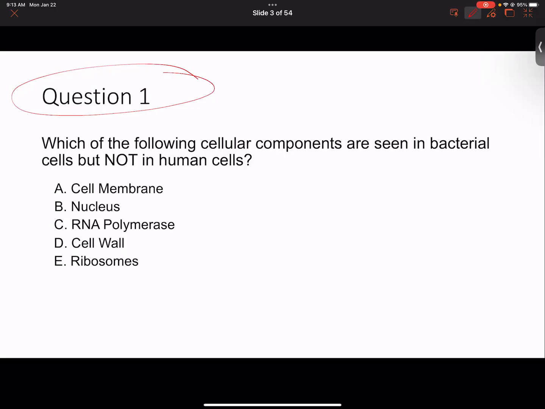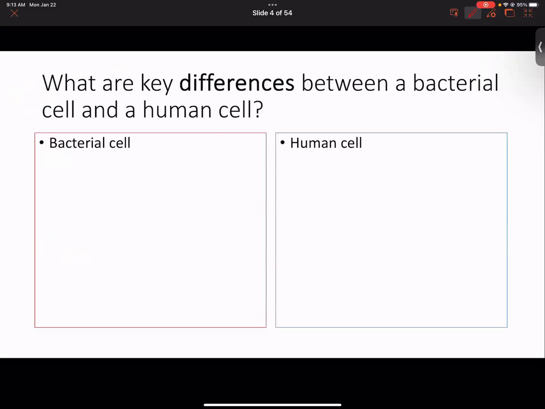So here's a question. Which of the following cellular components are seen in bacterial cells but not in human cells? This should be like, boom, right? It's very straightforward. A cell wall, all right? The cell wall. So the cell wall is the fundamental difference between a mammalian cell and a bacterial cell, and it's also the major target of most antibiotics that you're going to dispense throughout your career.